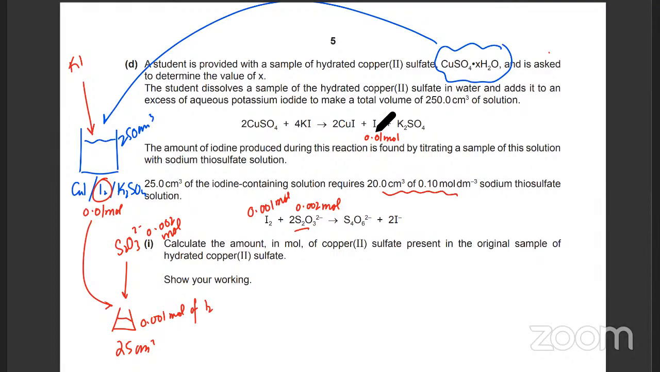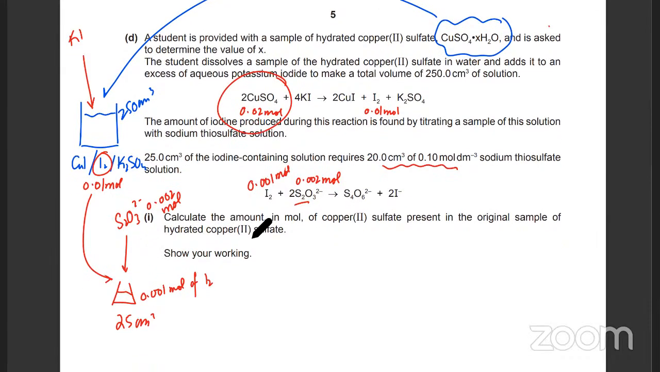So the next thing is he's asking you to calculate the amount in moles of copper sulfate. So the next thing is it's 1:2. So the amount of copper sulfate would be twice that. So it's going to be 0.02 moles, right? So that's the first part that is done.